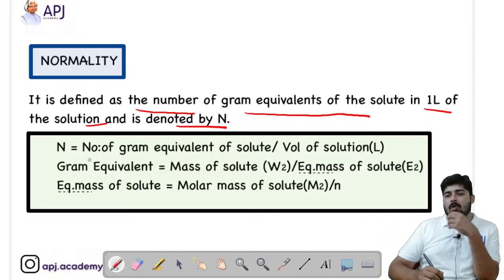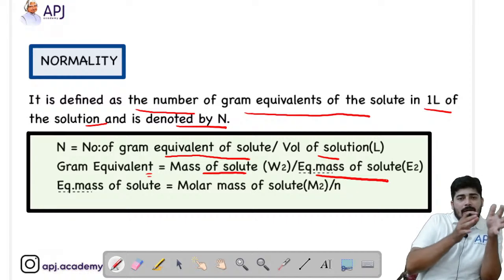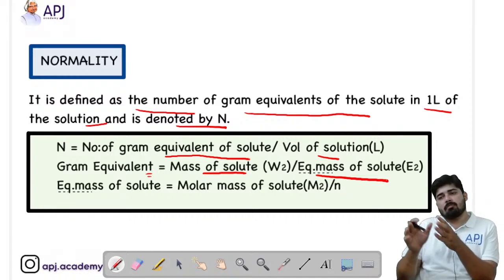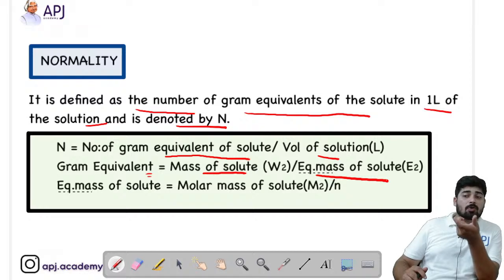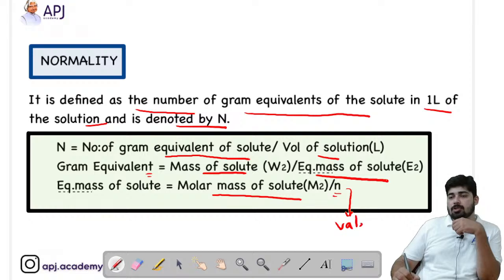So what is gram equivalence actually? How can we find out the gram equivalence? See, the normality equals number of gram equivalents of solute by volume of solution. Gram equivalence is equal to mass of solute by equivalent mass of solute. Now we want to know what is equivalent mass. So equivalent mass is equal to molar mass of solute by n. This n is called the valency factor. It is not the number of moles, it is valency factor.